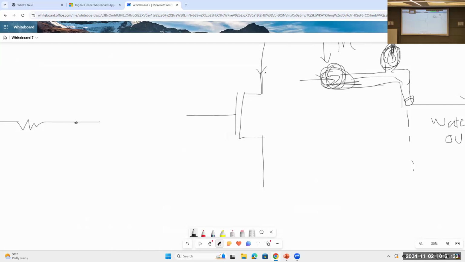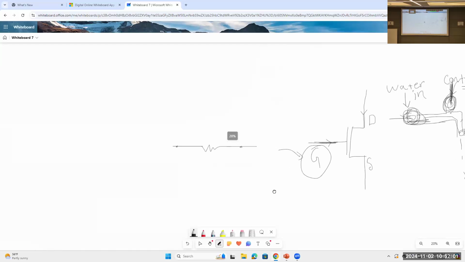Because there will be two terminals. This is termed as source. We just represent it as S, and this is drain, and this is gate. Okay, so the main controller is the gate. You can just use this gate to control the current from drain to source.